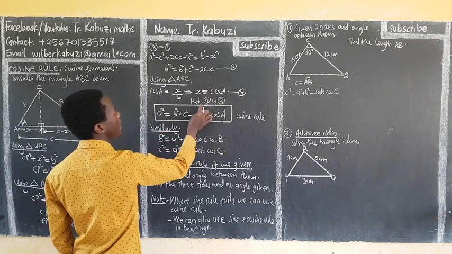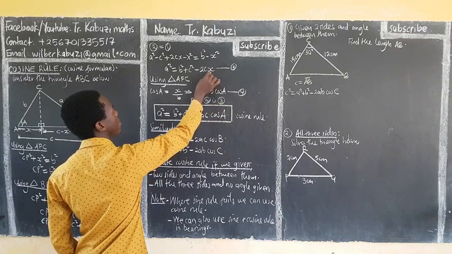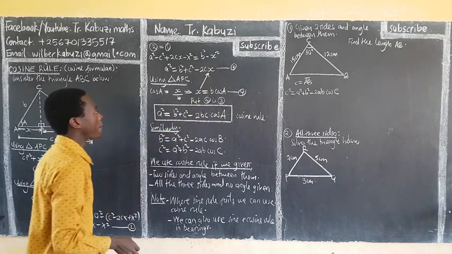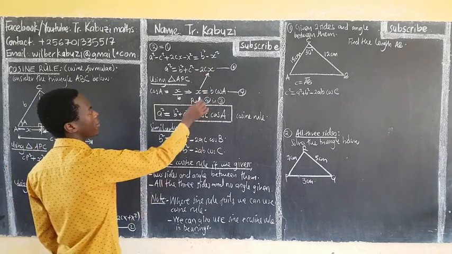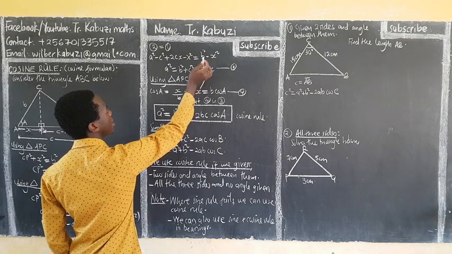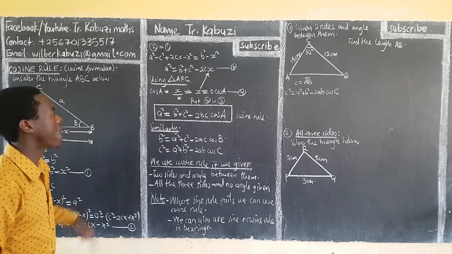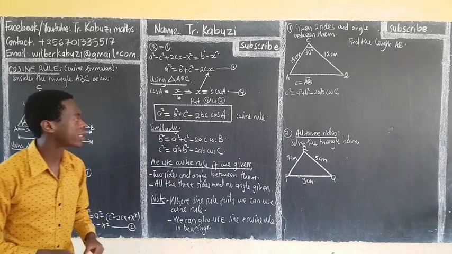That's why I'm saying put 4 in the 3, so that we can remove this x here. So to remove it, when I put it here, I'll be having B, C, cos A. Then I rearrange it in that order. And this is what we have as our cosine rule.